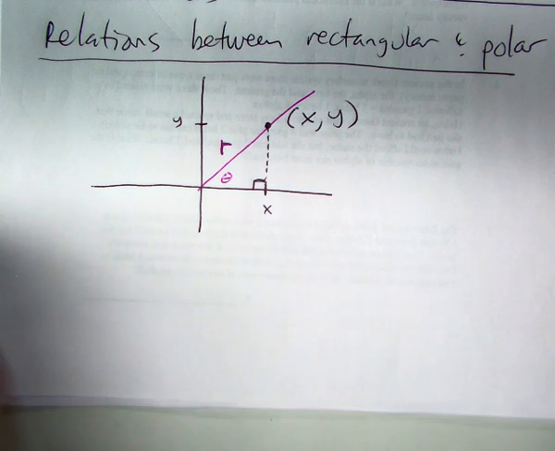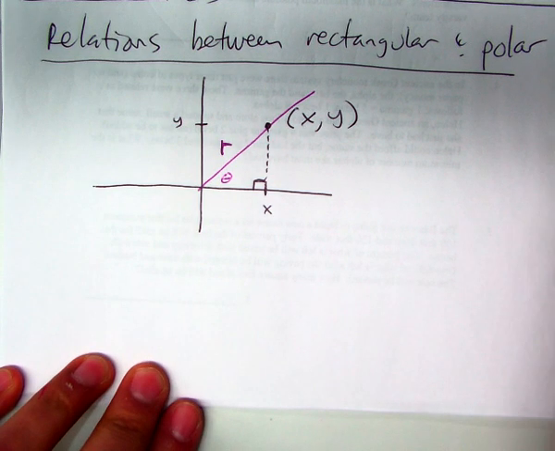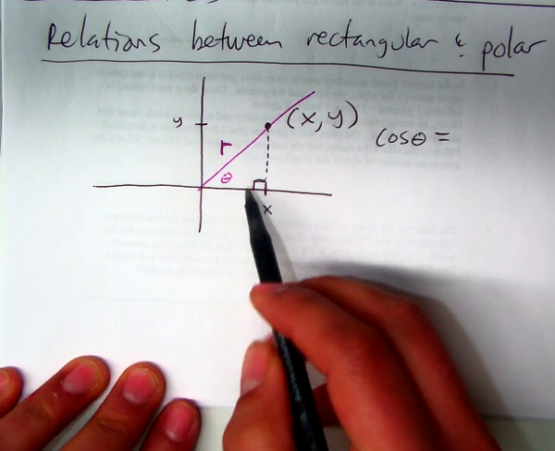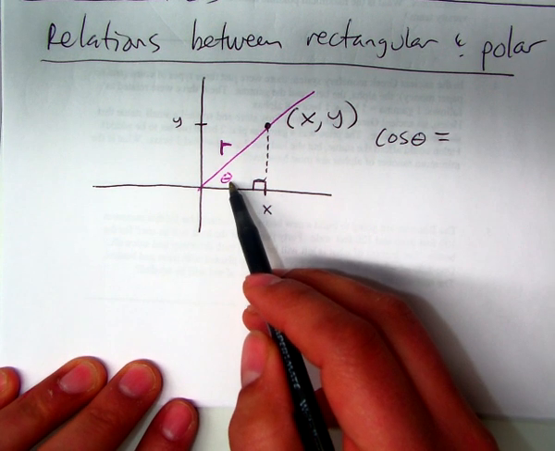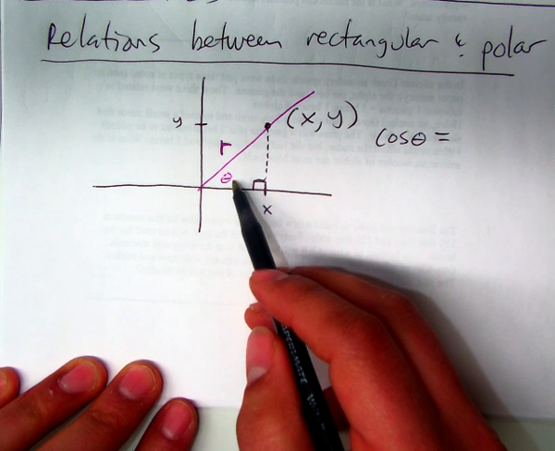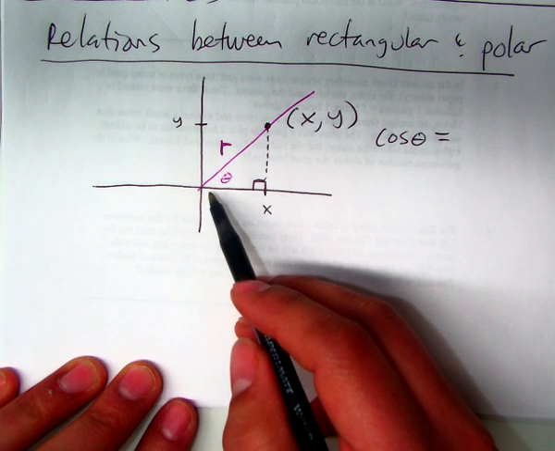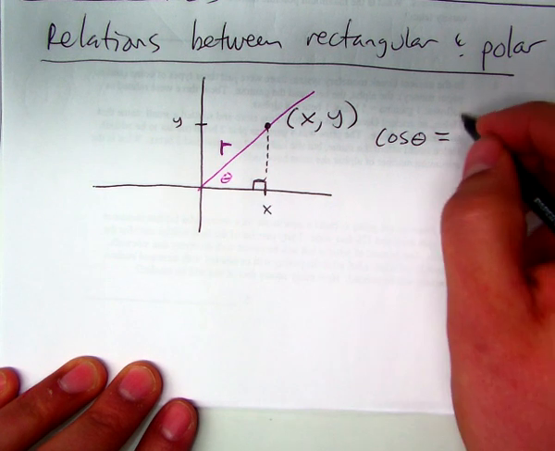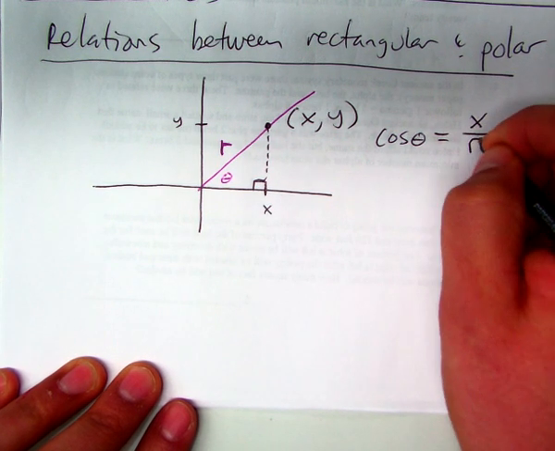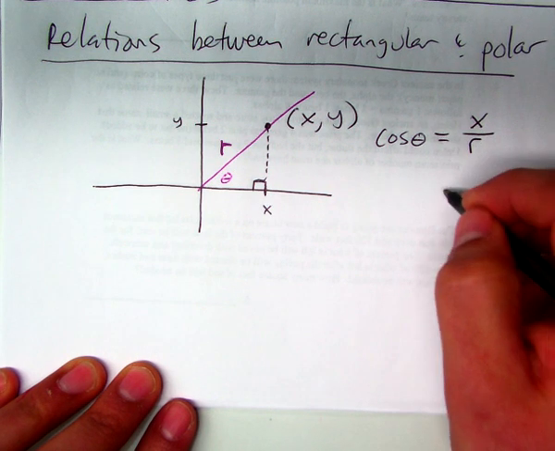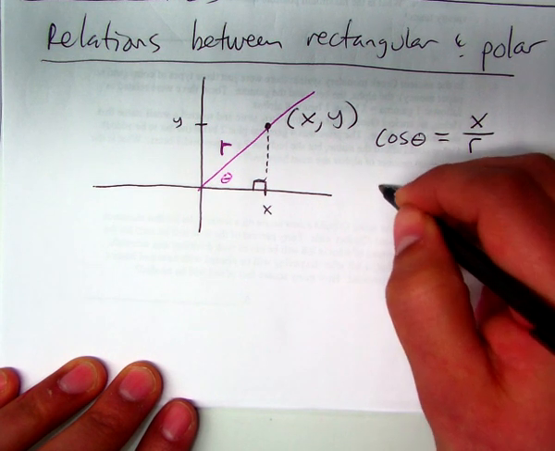Let's start with cosine theta. Cosine theta in a right triangle is what over what? Adjacent over hypotenuse. Very good. How long is the adjacent side here? X. How long is the hypotenuse? R. Very good. So X over R. Can we get X alone easily? Yep. So what's X? Let's write it as R cosine theta.